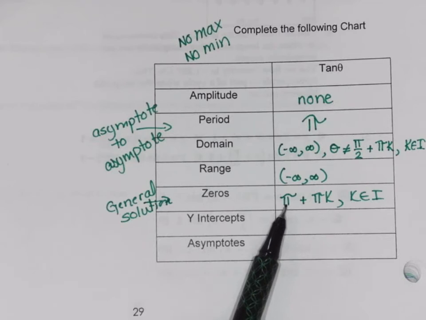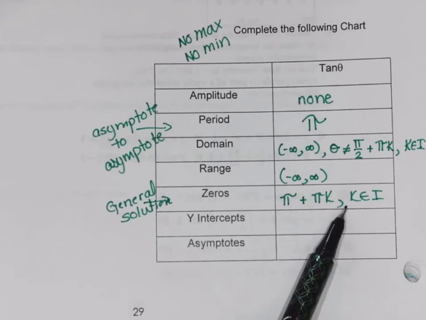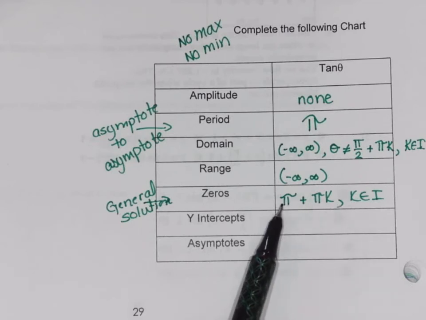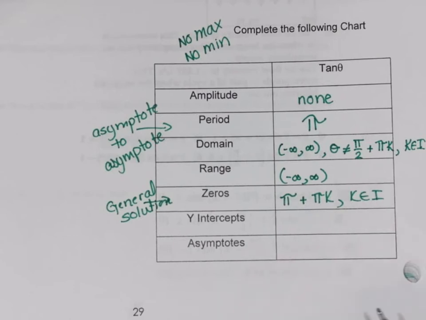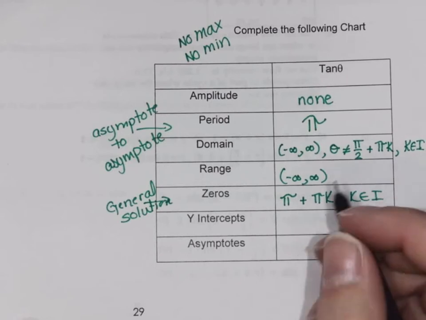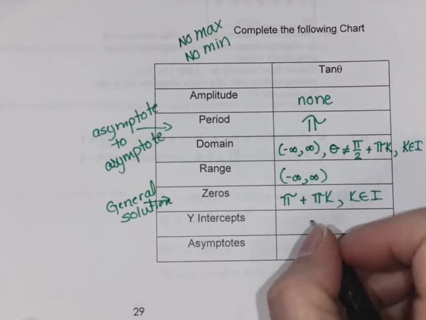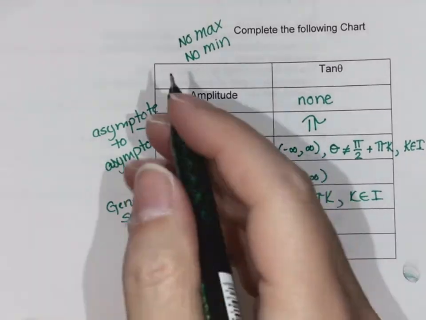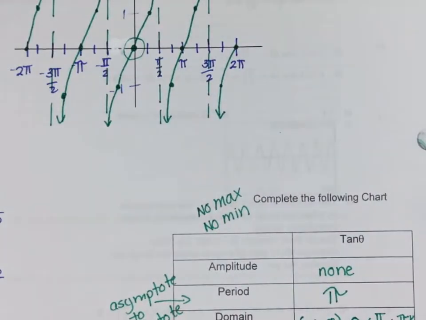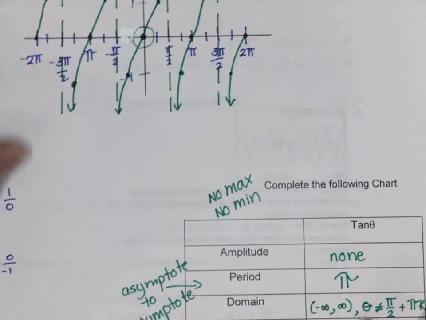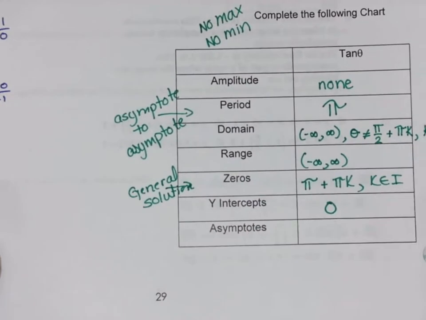Y-intercept. It crosses at 0. Asymptotes. Every pi, so 3 pi. Theta does not equal pi over 2 plus pi k, where k is an element of an integer.